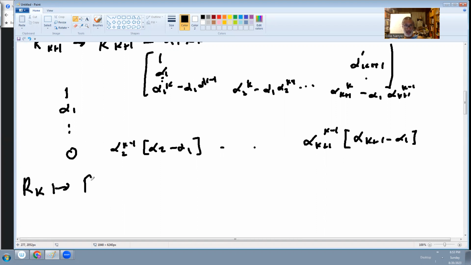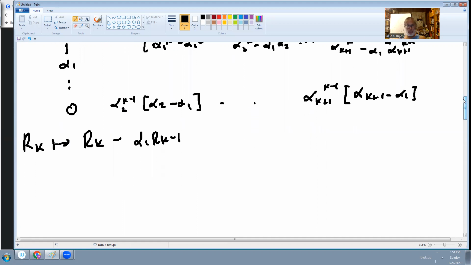So the next thing is we work on the kth row, and we replace the kth row by r k minus, same thing, alpha 1 times r k minus 1. Now I'm going to go a little fast here, but look at when we do that: 1, alpha 1, where we already have a 0 here. We get a 0 up here because alpha 1, well, we get that. Down here, we have alpha 2 to the k minus 1, alpha 2 minus alpha 1.